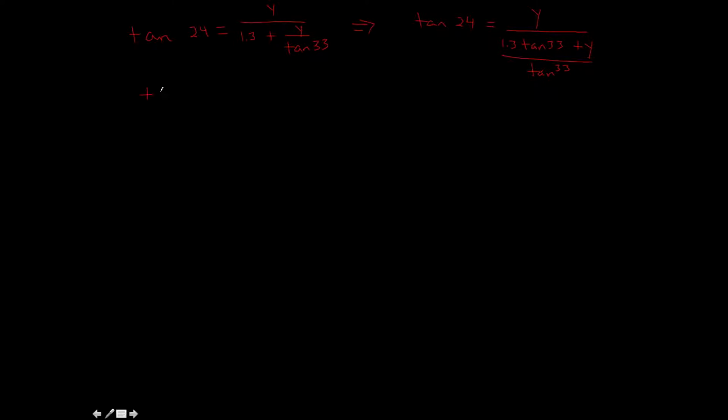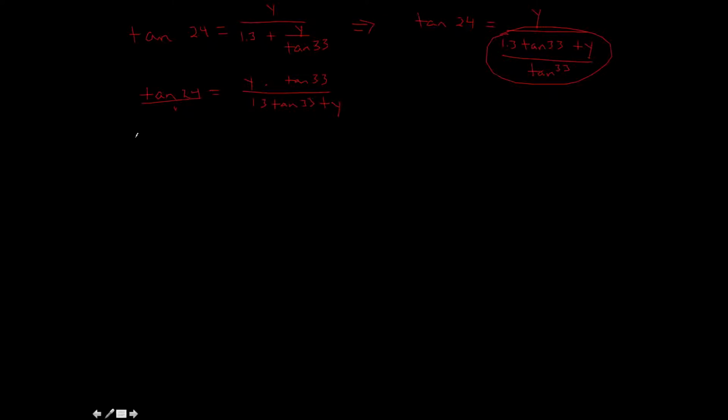So this is the same thing as saying the tangent of 24 equals y times the tangent of 33 all over 1.3 tangent 33 plus y. This is all we did: we took the reciprocal of the bottom of this fraction and multiplied. Now we have a proportion here. This is all understood to be over 1.